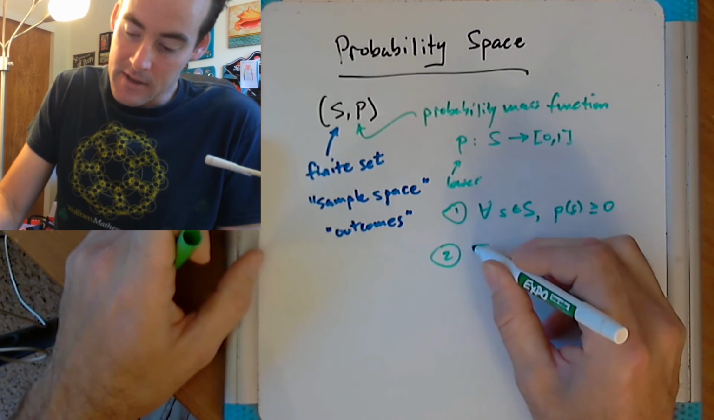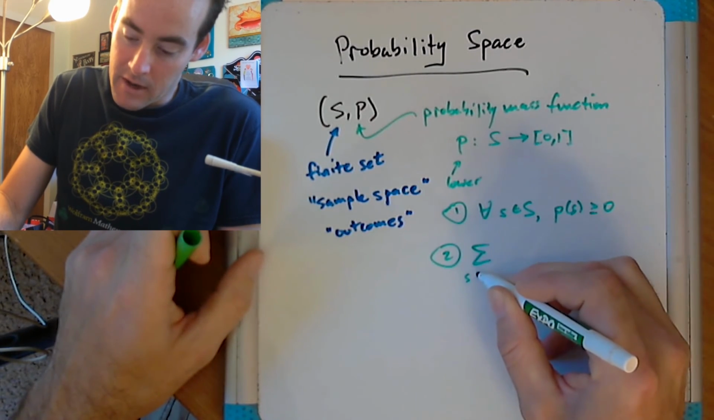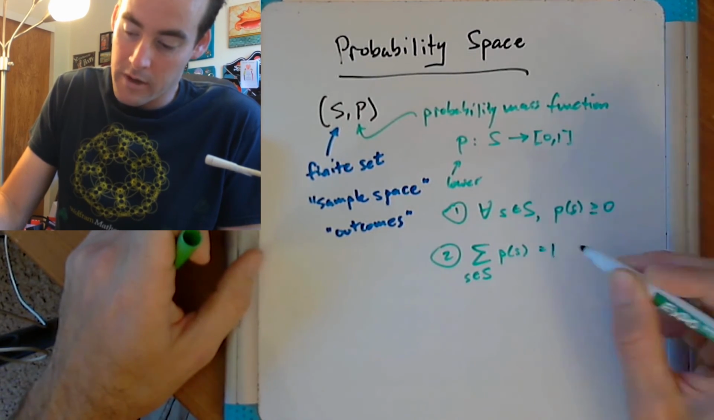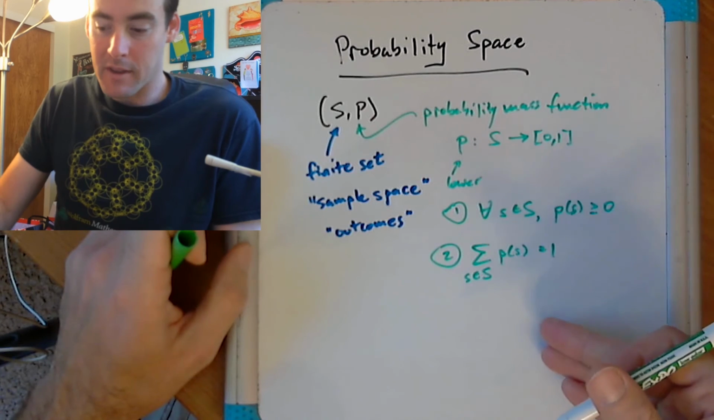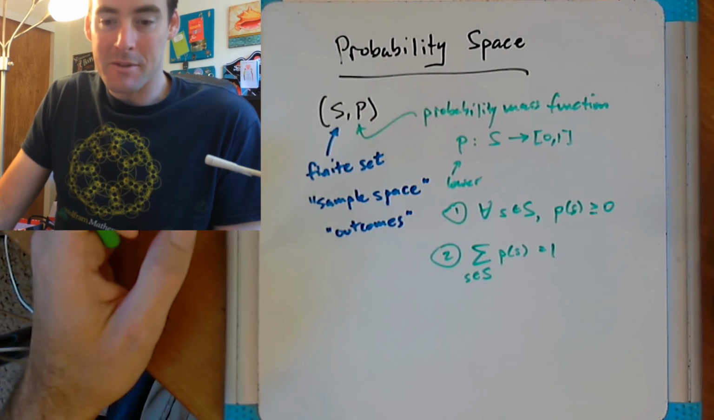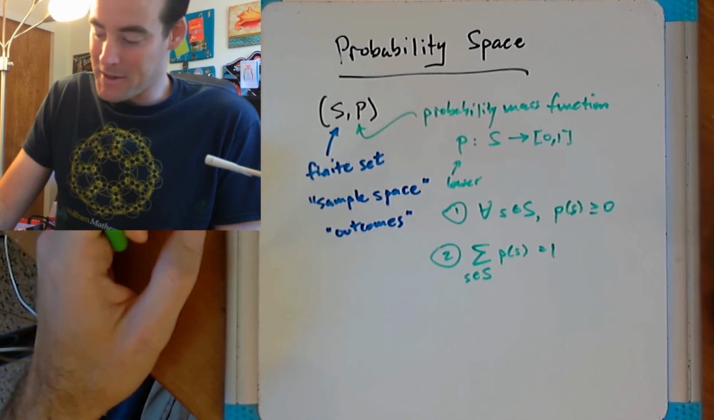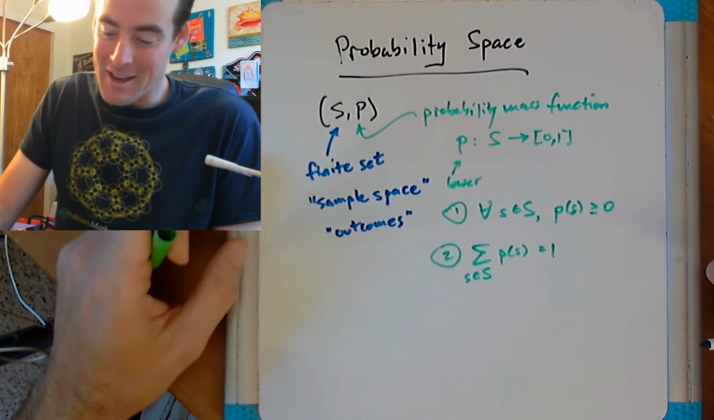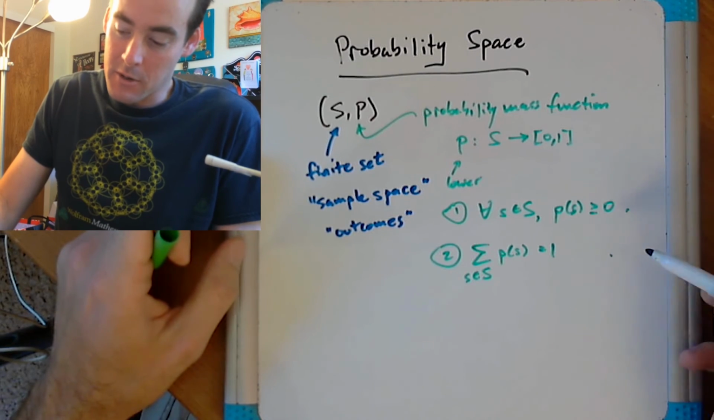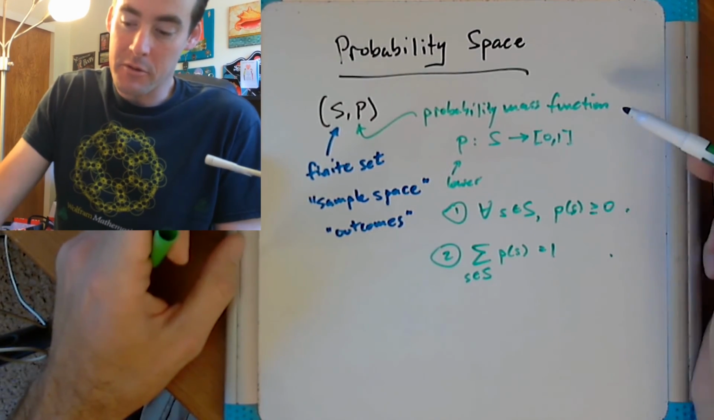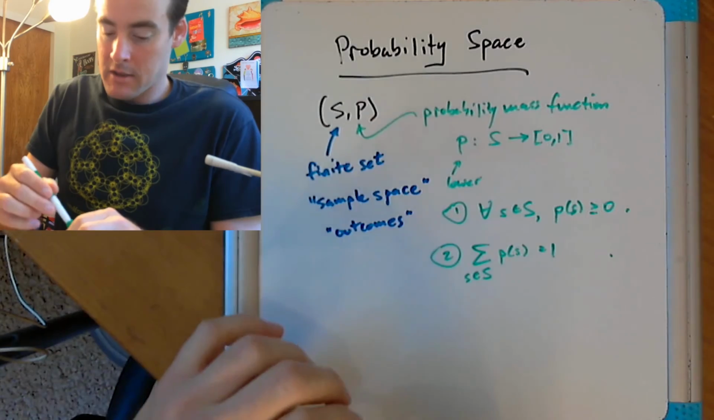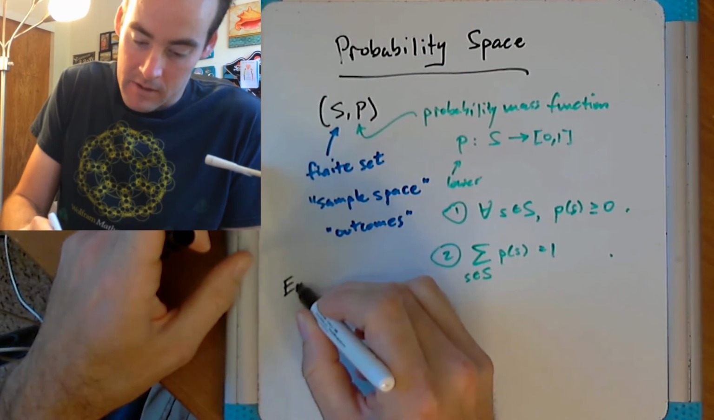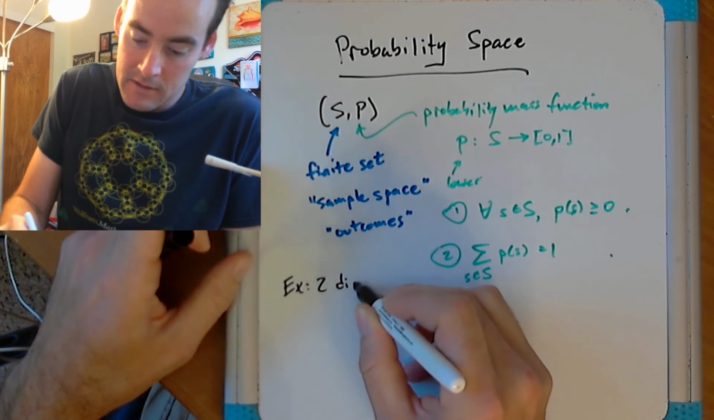The second thing is, if you add up the probabilities of all of the outcomes in the sample space, you should get 1. If you get something less than 1, that means that there are some outcomes that you haven't accounted for in your sample space, and you should try to make a better sample space. Add them to the sample space. Okay, so those are the 2 requirements that P has to satisfy in order to be called a probability mass function. So an example, how about an example? Okay, 2 dice.